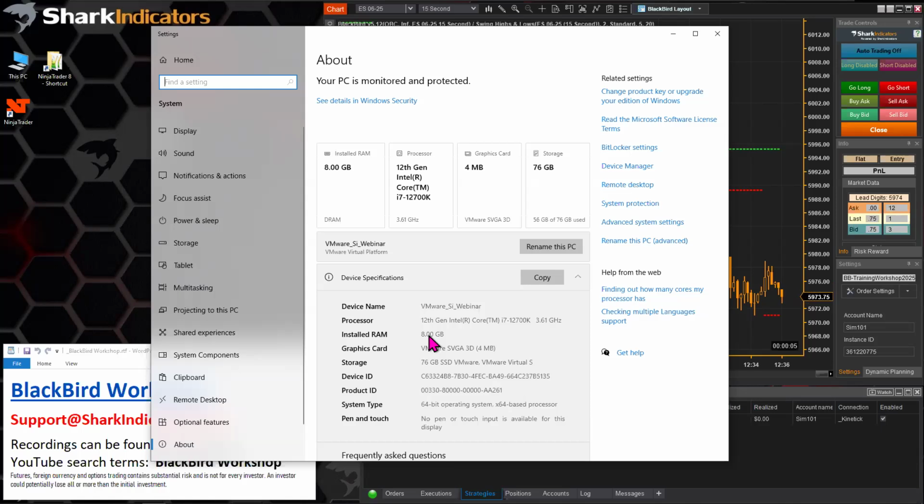Absolutely, NinjaTrader 8 is built to work on a multi-core system. So that will be your bottleneck if you don't have enough cores. Absolutely.